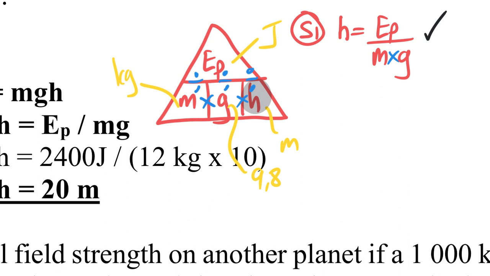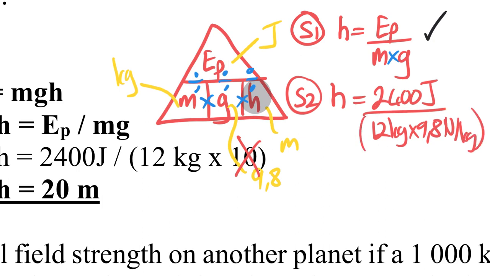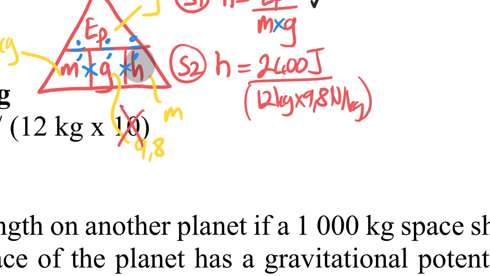Then we substitute in the height. This is step number 2 now. The height is equal to the potential energy, which is 2,400 joules. We've been given that. The mass is 12 kilograms. But now we're not going to use 10, we're going to use 9,8 newtons per kilogram. And my advice to you is to put that in a bracket.